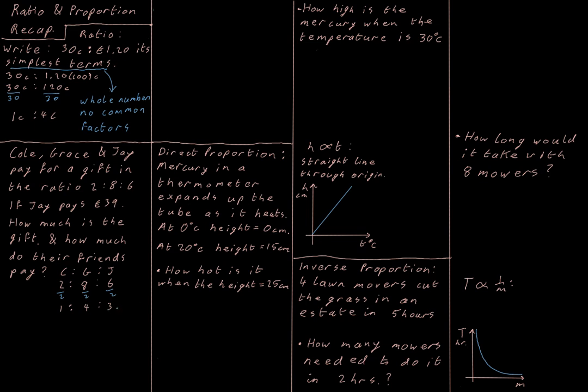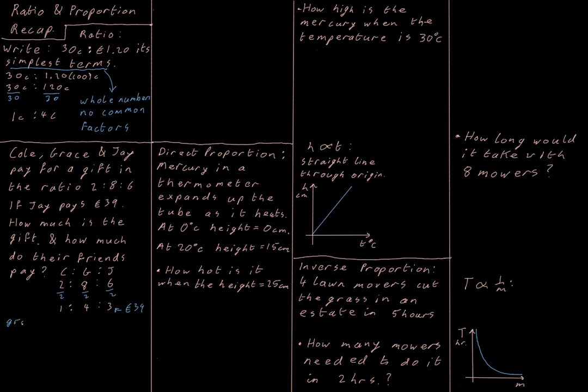And I know that Jay pays €39 in total. So if I want to know how much the gift costs, that means I need to know the total amount that all of the friends paid. So that means I need to know what fraction of the total €39 is. So what total would I be dealing with? Well, to figure that out, I look at the smallest amount of total euros that I would be able to use to have one person pay €1, another person pay €4, and another person pay €3.